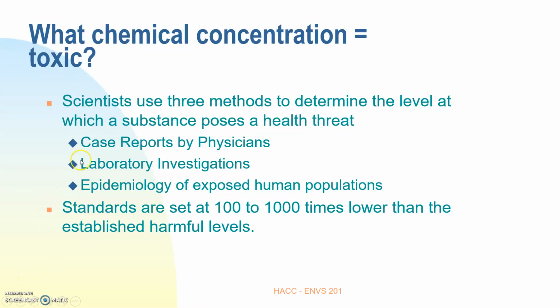So let's continue understanding chemicals and the health hazards associated with them in this short video lecture series. So what makes a chemical concentration toxic? We've already talked about exposure routes as well as doses and frequency of exposure. But now let's look at what scientists do to determine whether or not a chemical concentration is considered toxic. So scientists use three methods to determine the level at which a substance poses a health threat.